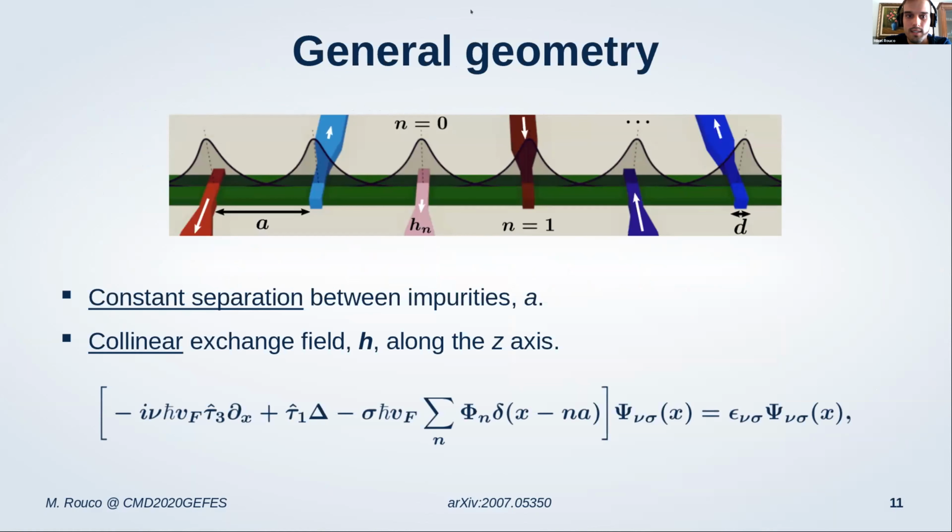The geometry of the chains is the following. We consider many of these magnetic regions or magnetic impurities, where inside of each region the exchange field is constant, the separation between the impurities is constant as well, and for simplicity we first considered that the exchange field among the impurities is always collinear. So such a system is described by a Hamiltonian like this one, where you can notice that we have a first order differential equation, which is the signature of the semi-classical approximation.